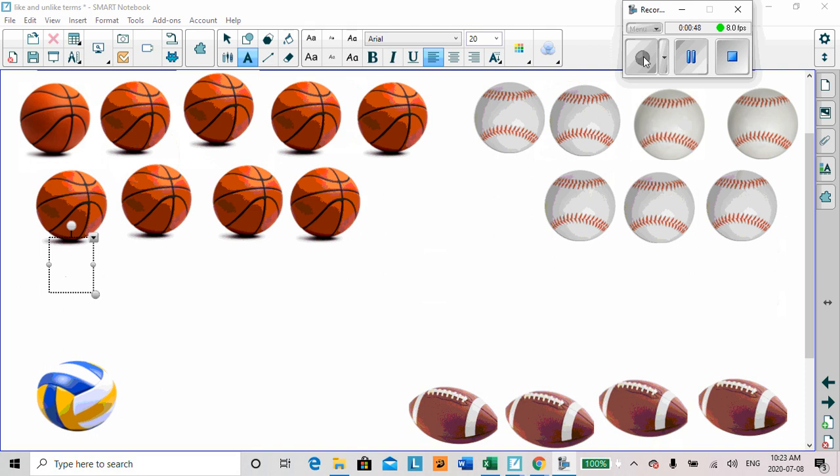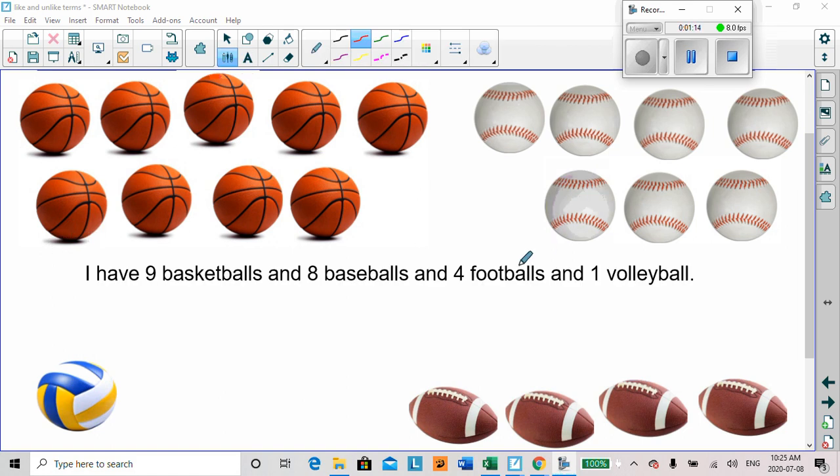Now that I have this sorted, I can easily describe what I have here. I have 9 basketballs and 8 baseballs and 4 footballs and 1 volleyball. I could make that into a sentence. If I was in a hurry and I didn't want to write all of this out, I might pick variables to represent the different types of balls.